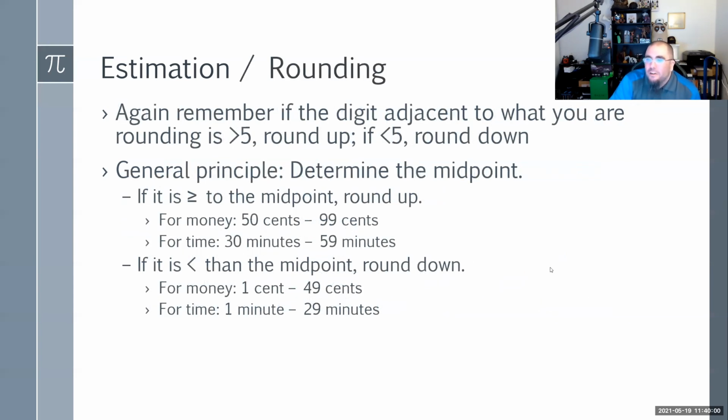So estimation goes back to that rounding principle, right? If it's greater than or equal to the midpoint, round up. So 50 cents to 99 cents, we round up. For time, it's 30 to 59 minutes, we round up. If it's less than, we round down. This will come into play with our billing pretty heavily, which is why we talk about it.